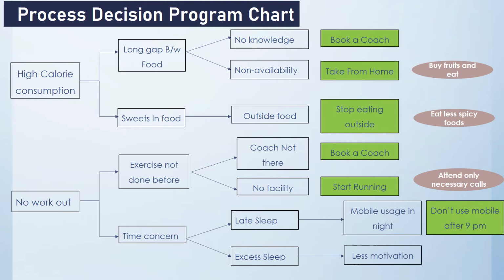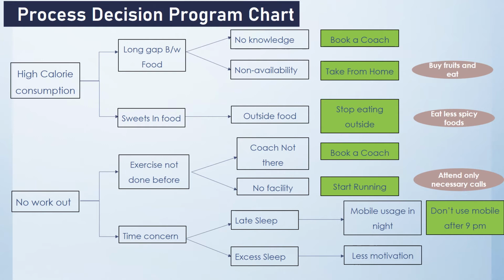For some actions we are anticipating or predicting that they may go wrong or may be missed. So in case of missing, we want to have a contingency plan. That is the second option. For example, if you miss taking food from home, there will be a non-availability of mid meals, that means snacks in between the meals. In that case we want to buy fruits and eat. This is the contingency plan.